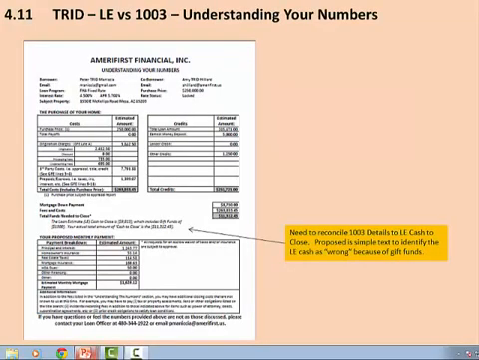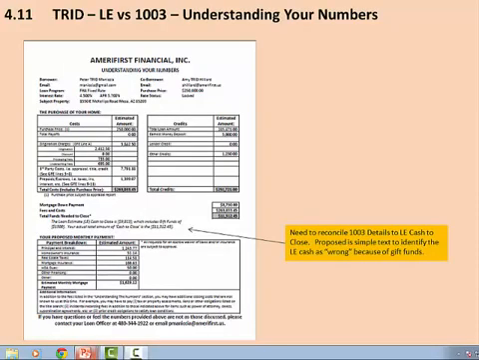Obviously, it is desirable to reconcile the 1003 details of transaction to the LE cash to close for the purpose of clarity. The document shown is the understanding your numbers, and this slide includes an explanation of the difference and restates the total amount of cash to close. Please note that if the cash to close matches on the 1003 details and LE, this explanation text will not be included.